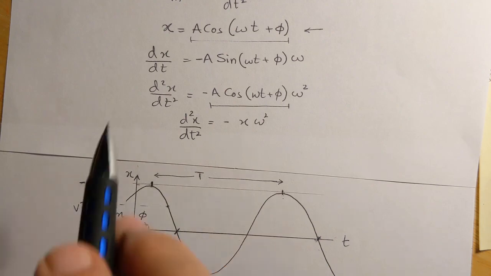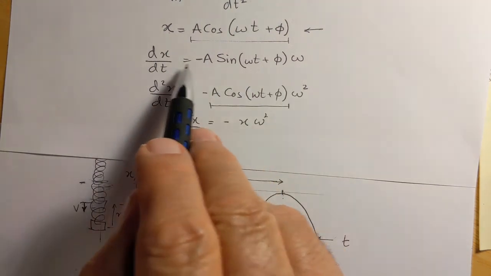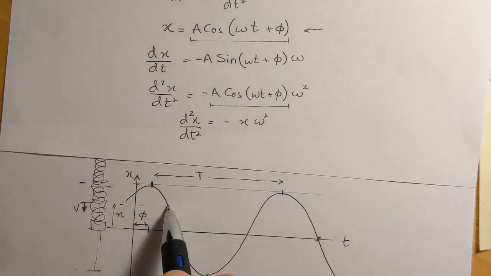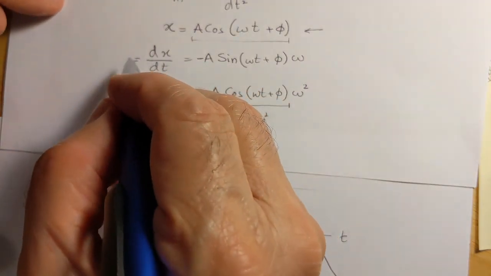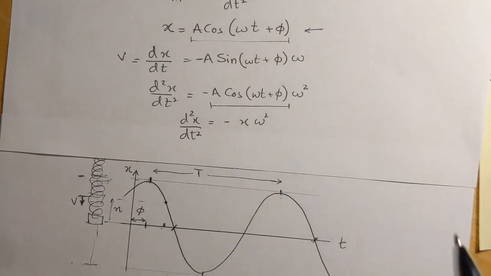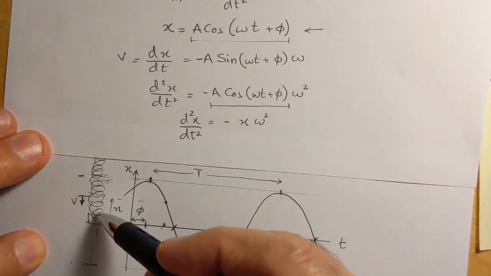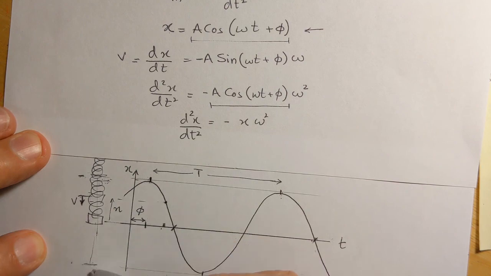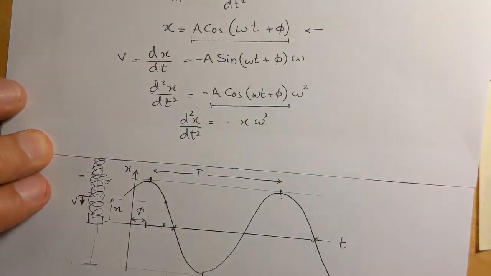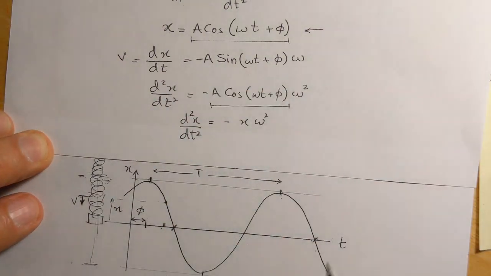That's simply dx by dt. So this becomes the speed of that object at any given value of t, and this becomes the velocity of the mass as it's going up and down. Here the velocity is downwards, here the velocity is upwards, and we can get the correct sign from here.